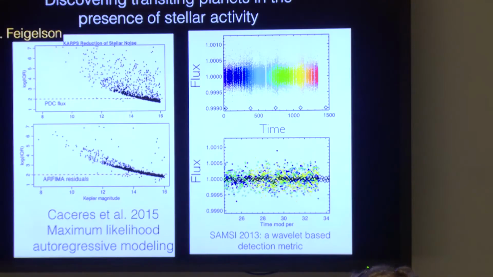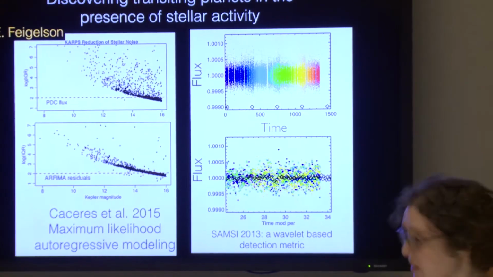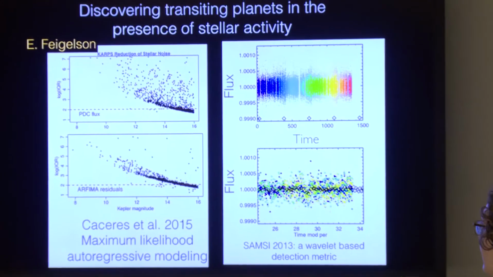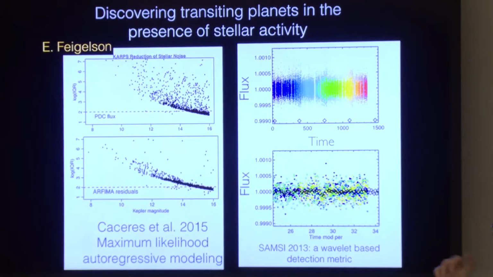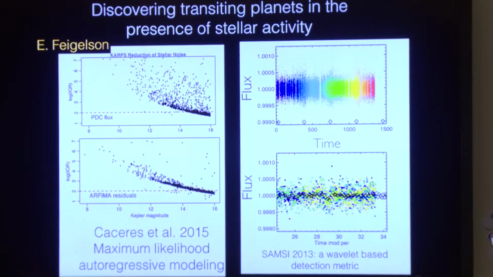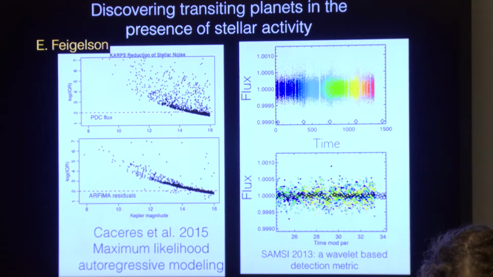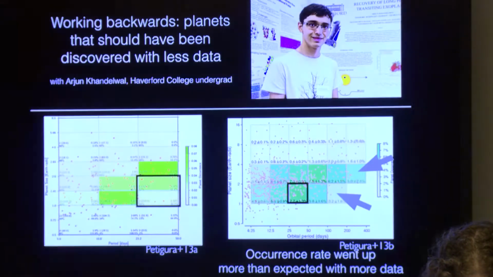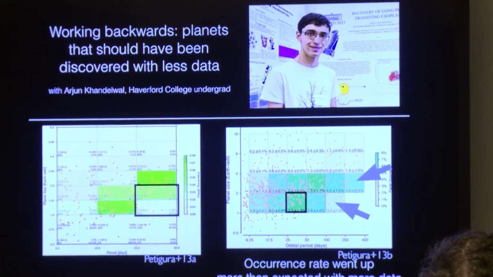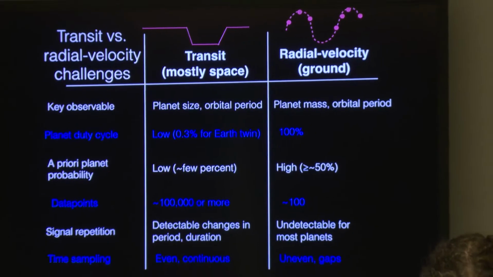So people have been doing various things that I won't talk about in detail. Like Eric Feigelson has been doing a lot about actually detecting these planets, and he's been using ARMA processes to try to account for the stellar variability and better detect the planets. I have a student working on some things, but I'm not going to go into that.